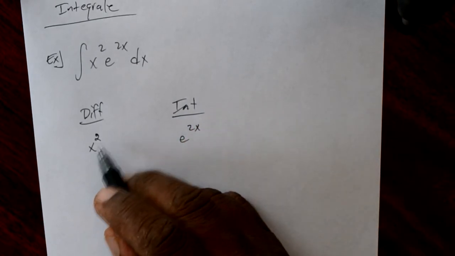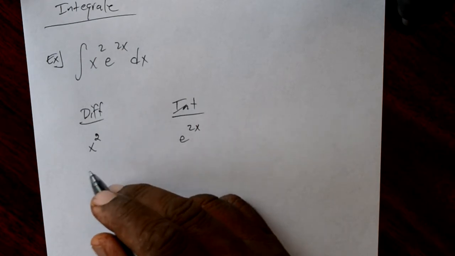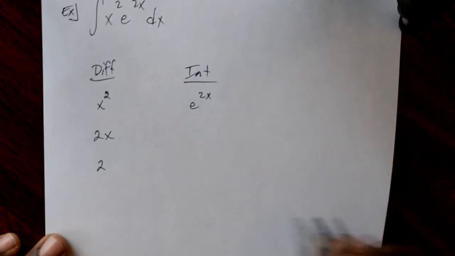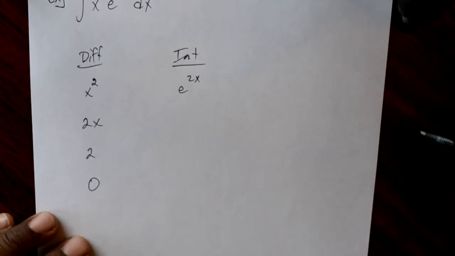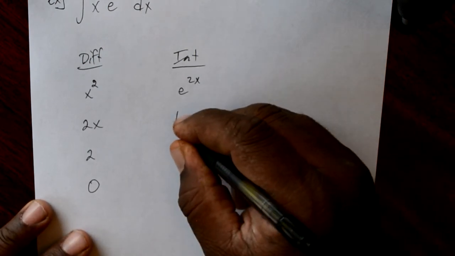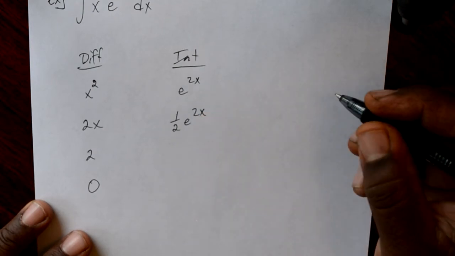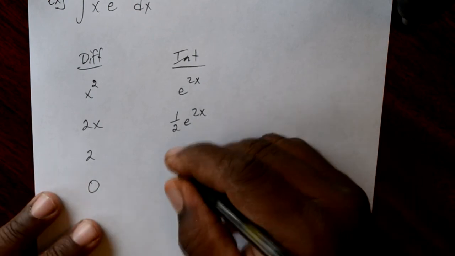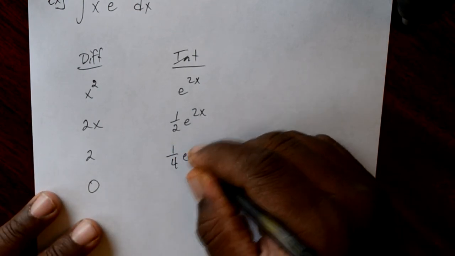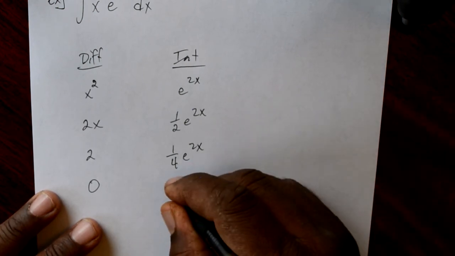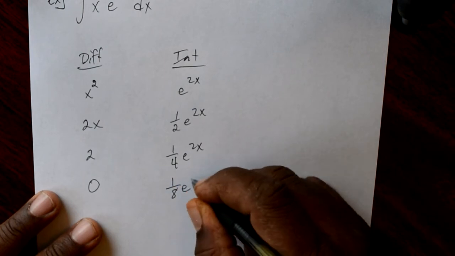So I'll differentiate x squared to 0. The derivative of x squared is 2x. The derivative of 2x is 2. And the derivative of 2 is 0. Next, we'll integrate e to the 2x. The integral of e to the 2x is 1/2 e to the 2x. The integral of 1/2 e to the 2x is 1/4 e to the 2x. And once we take its integral again, we have 1/8 e to the 2x.